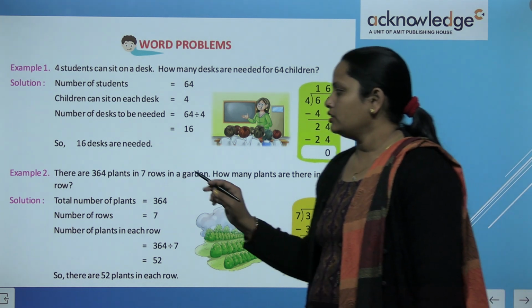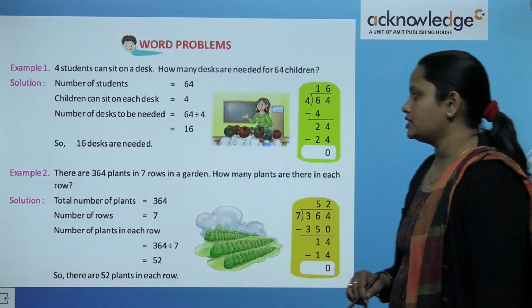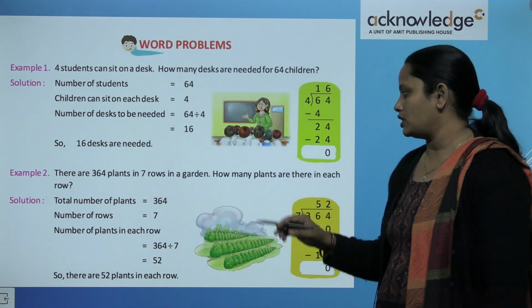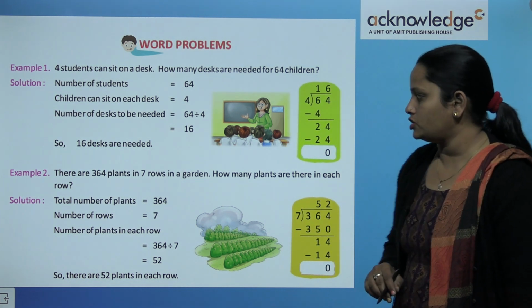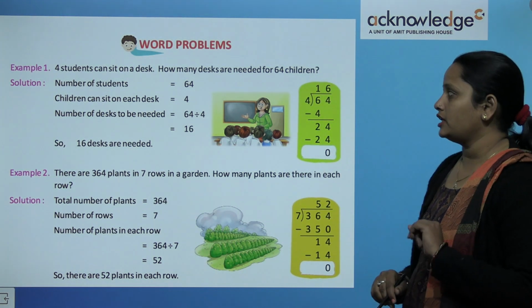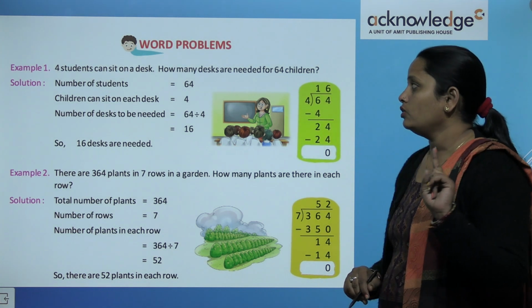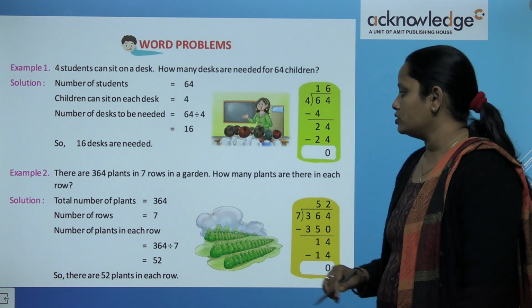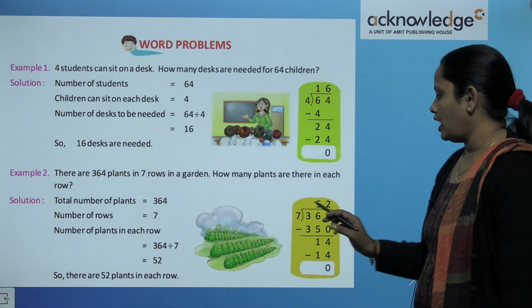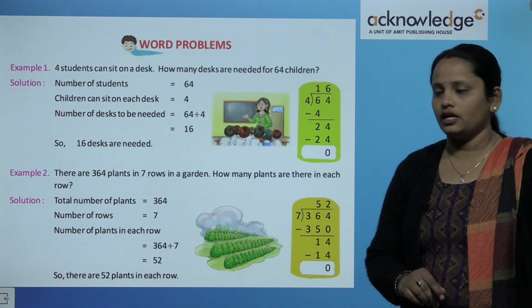Next question is, there are 364 plants in 7 rows in a garden. So इतने plants हैं 7 rows में. How many plants are there in each row? एक रो में कितने हैं? So for this, जब एक की बात करें, जब आपको एक का बताना हो, तो हमें क्या करना? We have to divide. So 364 को हमने 7 से divide किया and we get 52 as the answer.